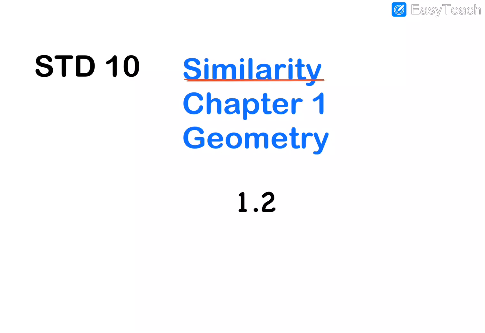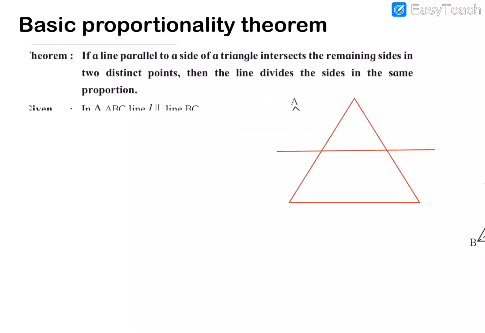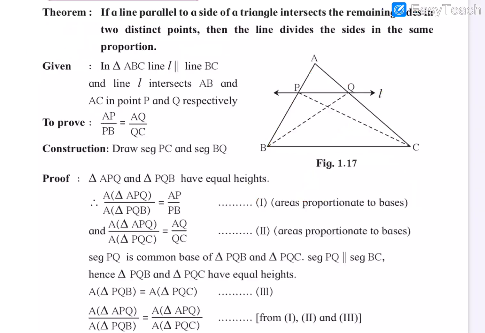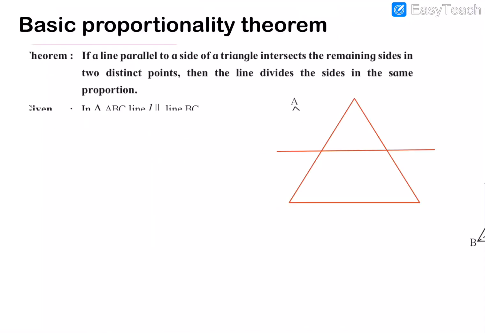So we are going to discuss today Chapter 1, Similarity. In this section we are going to discuss the basic proportionality theorem. We have a theorem and its proof. We have to discuss this theorem and also learn the proof of this theorem. First we can see what this theorem states.